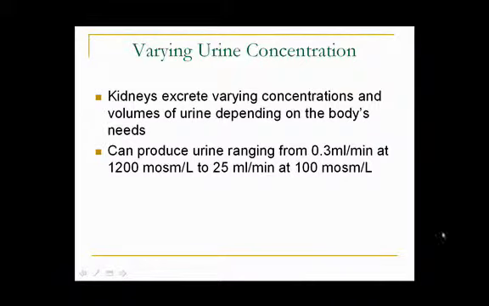It can produce a little volume, from 0.3 milliliters per minute, which is a very small volume. That could be about 1200 milliosmoles per liter. That's very, very concentrated. The osmolarity of your blood is about 300 milliosmoles. So you can make it very hypertonic compared to your blood and interstitial fluid. Or, producing a really large volume, 25 mL per minute, which is a lot, at about 100 milliosmoles. So urine that is hypotonic to your blood and interstitial fluid. So how are the kidneys able to do this?